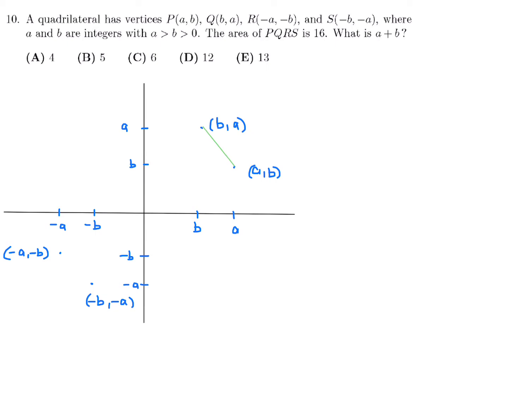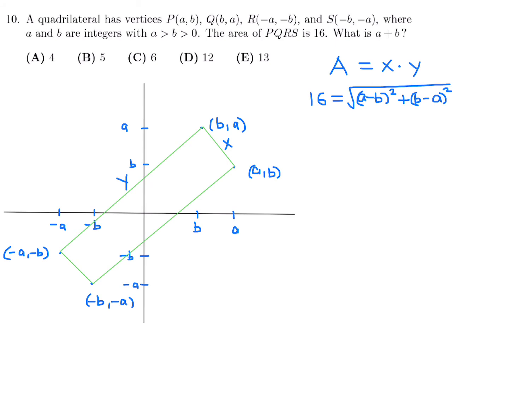Okay, so now let's join them. So we're going to join these guys, so to make it look, hopefully, like a quadrilateral, and it definitely looks like a quadrilateral. Okay, so now the area, if this side, let's say, is x and this side is y, these length and width, the area, of course, is x times y. And the area, they told me, is 16. Well, x I can figure out from the distance formula using those coordinates. So it's the square root of (a minus b) squared plus (b minus a) squared.